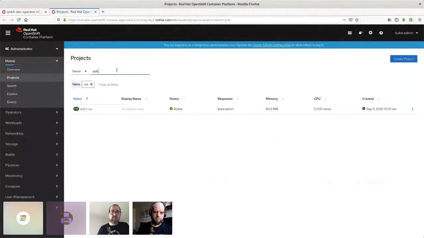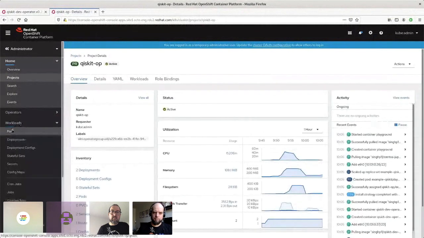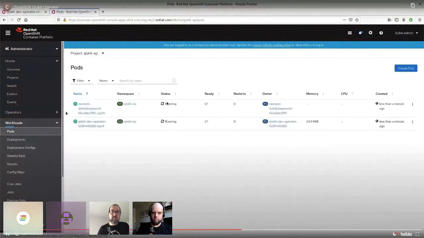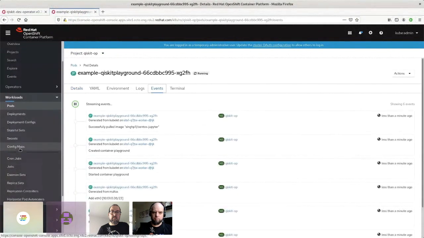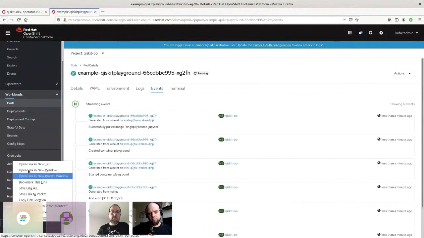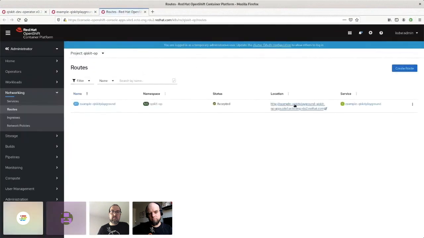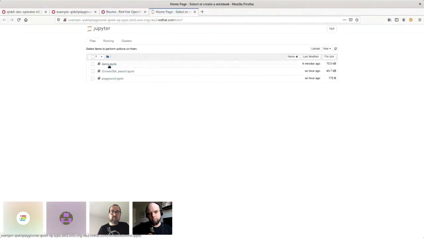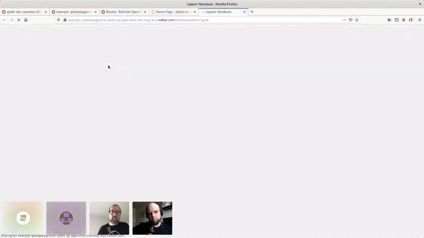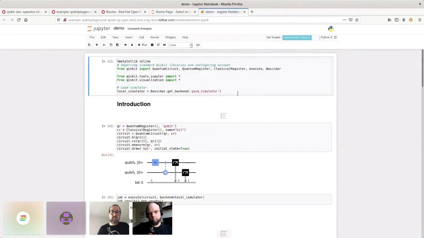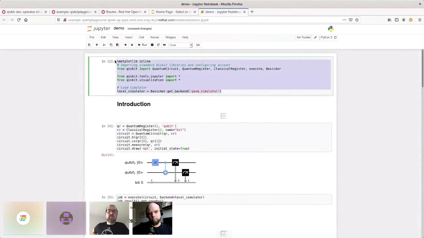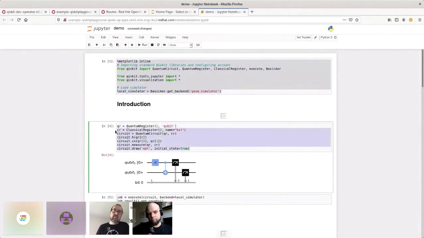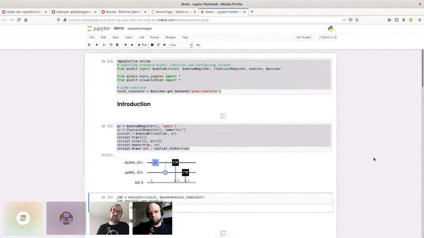Go to your project to see the status. You can see that the pods are running and they are ready. And once they are ready, it exposes the Jupyter server using a route. And everyone in the team can just access it and create new instances of the Jupyter Notebook using the route. So with this operator, we have given you a demo Jupyter Notebook. And as you can see, you don't need to do any pip install. The Jupyter Notebook already comes with all the necessary dependencies.